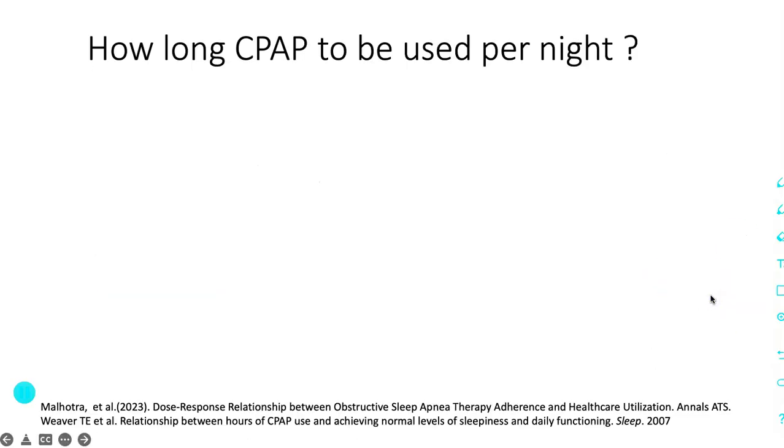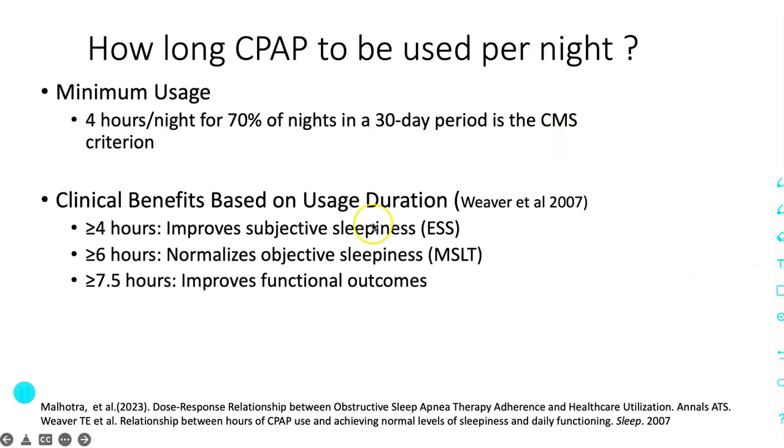So once we have decided to go with the PAP therapy, the common question from the patient is how long they need to use the device each night. The standard 4 hours of CPAP is recommended by the CMS for more than 70% of the night for a 30-day period. This is required for reimbursement purposes and it is not for a clinical purpose.